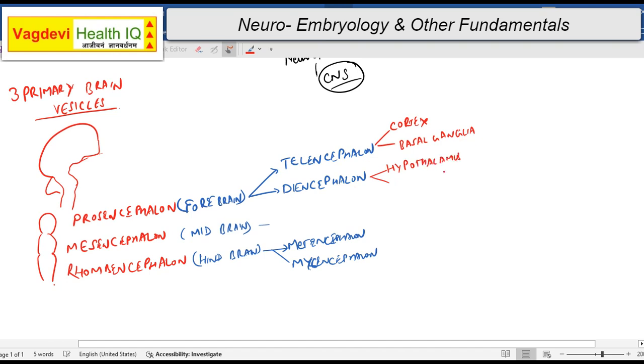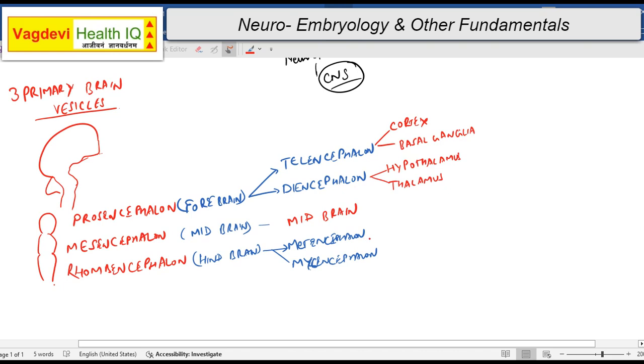Hypothalamus and then thalamus. If you see structure wise, this is like that. Okay, this is how it works. And then this part, mesencephalon, goes for midbrain. See how systematically you can remember.